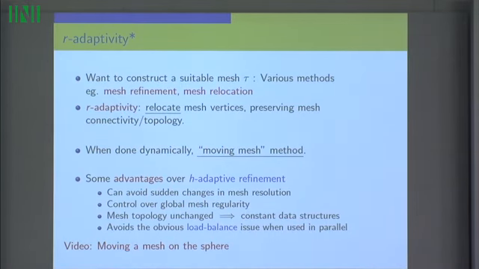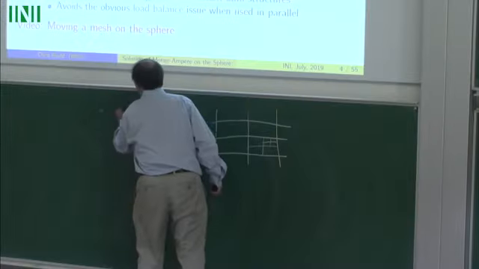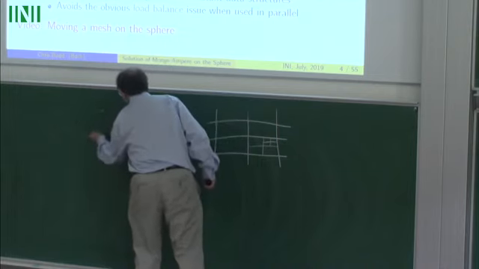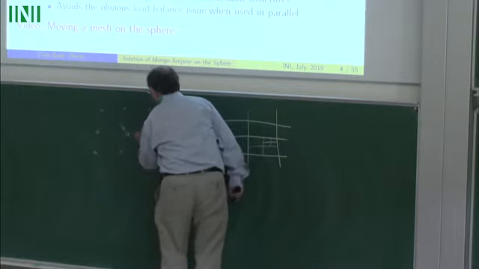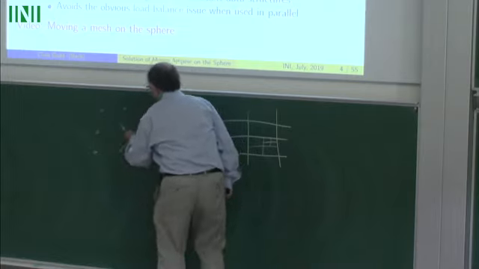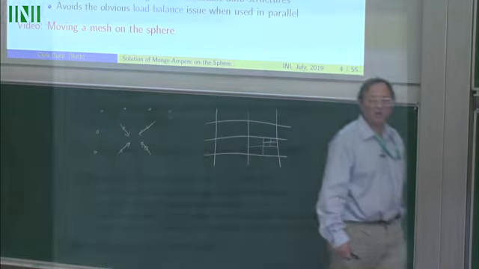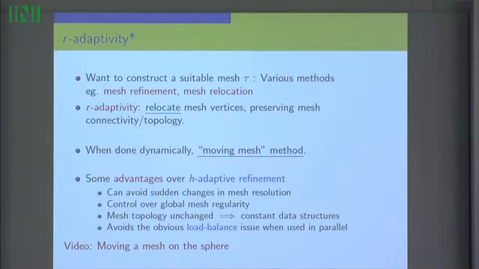Alternatively, you might wish to relocate. You might start with mesh points here, like this, and something's interesting here, so you simply move these points towards where something's interesting, but you don't change the number of mesh points or their connectivity. So that is called R adaptivity, or relocation adaptivity, where we relocate the vertices of the mesh, preserving connectivity and topology. Why do I like this?